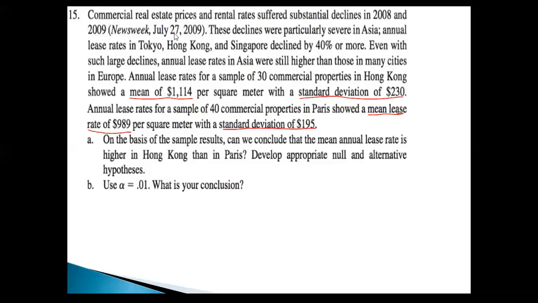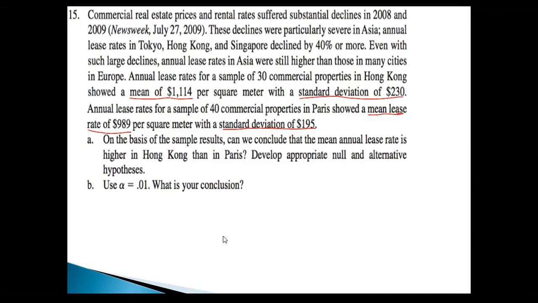All right, so the next one. Commercial real estate prices and rental rates suffered substantial declines in 2008 and 2009. These declines were particularly severe in Asia; annual lease rates in Tokyo, Hong Kong, and Singapore declined by 40% or more. Even with such large declines, annual lease rates in Asia were still higher than those in many cities in Europe.